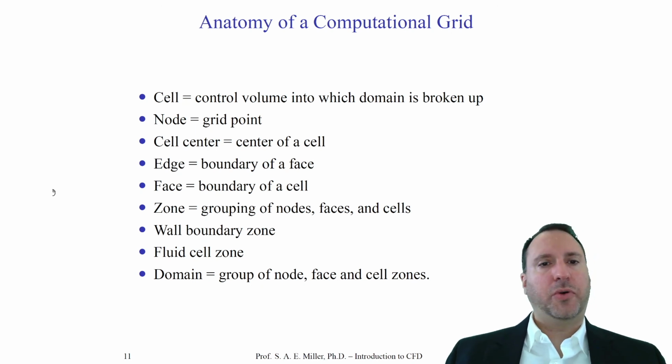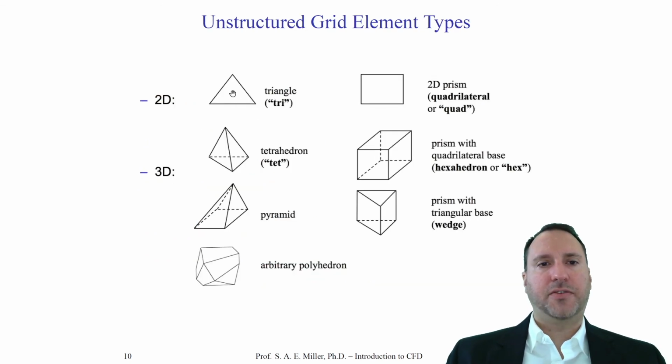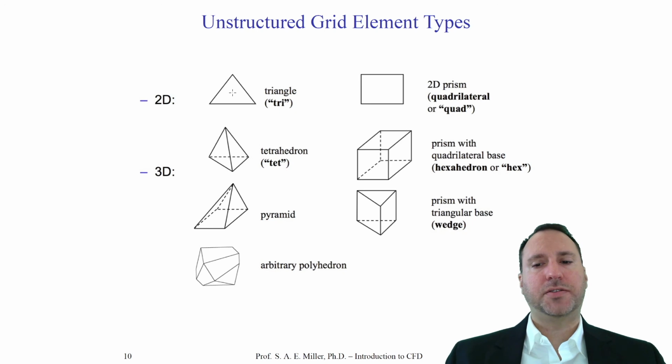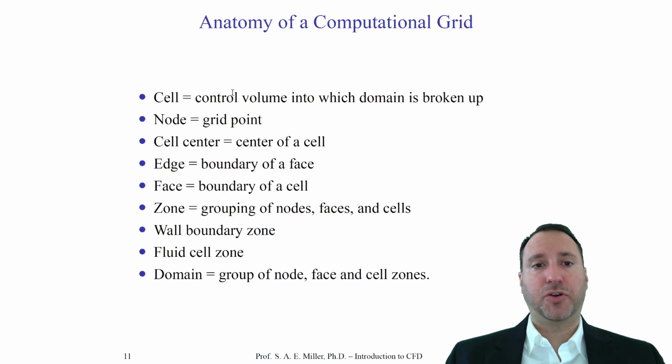Some people call a grid point a node, so use them interchangeably. Grid points and nodes are typically the same thing in any type of solver. The cell center is simply the center of the cell. For example, in the triangular cell, in this case, it would be right where my cursor is in the middle of the domain. This is where the solution would be found in, say, a finite volume approach.